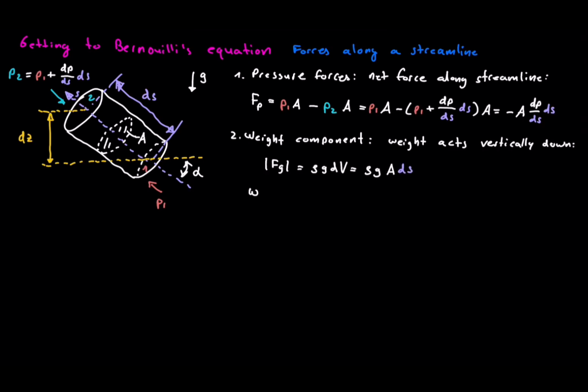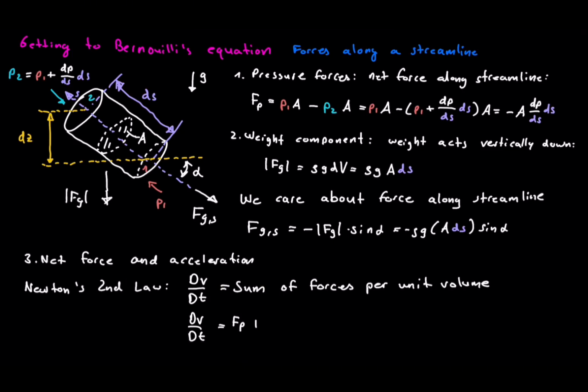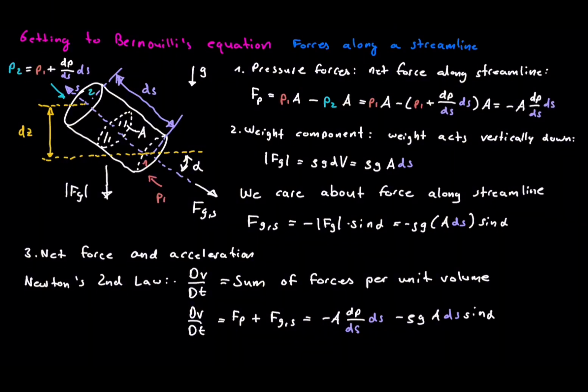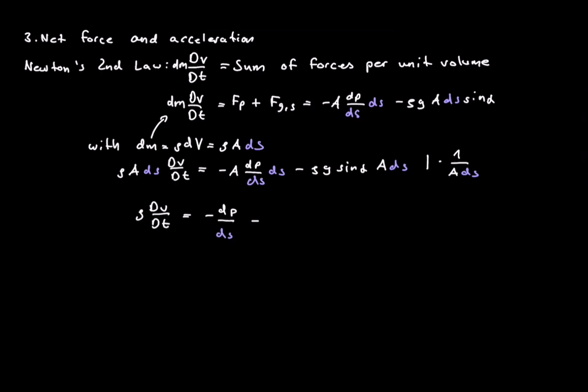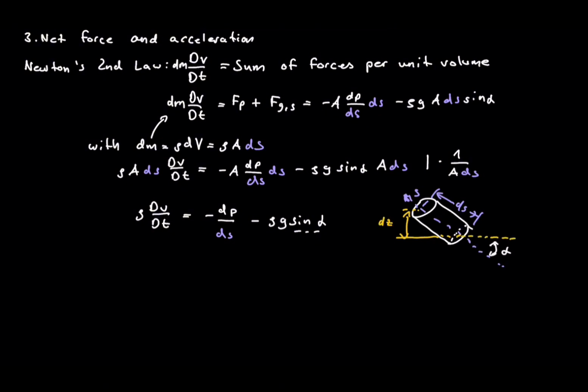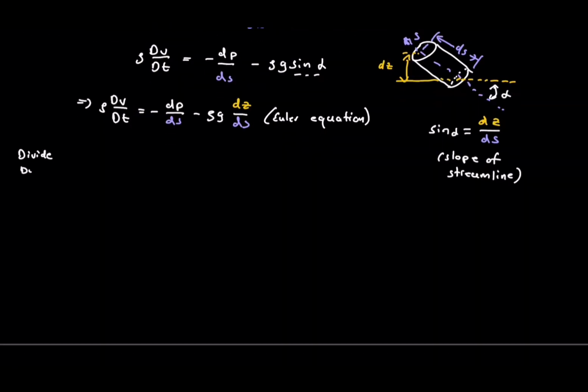Their difference gives a net pressure force that acts opposite to the pressure gradient. Add the weight component along the streamline, minus rho g sine alpha, and apply Newton's second law per unit volume. The result is that's the Euler equation along a streamline.